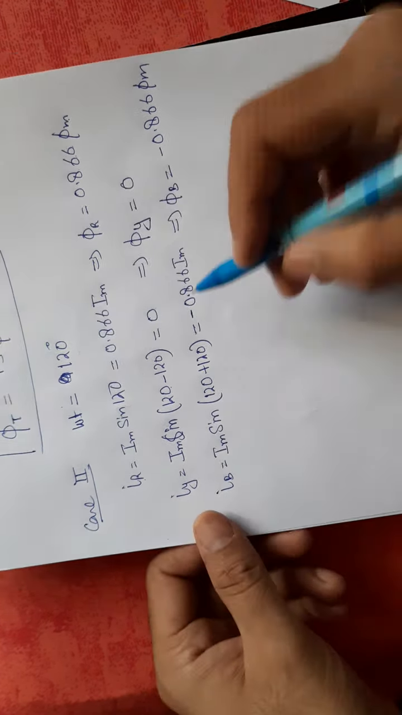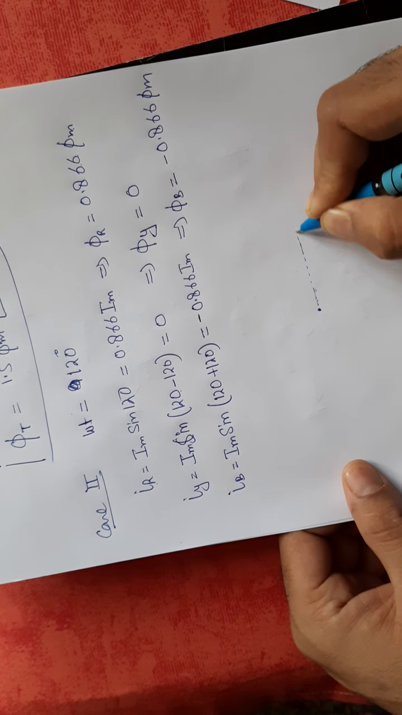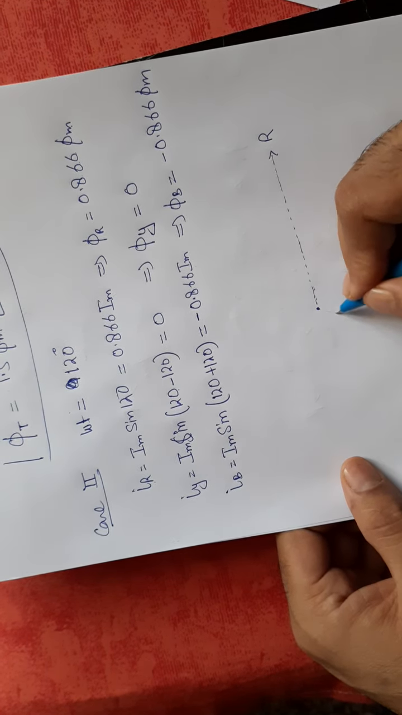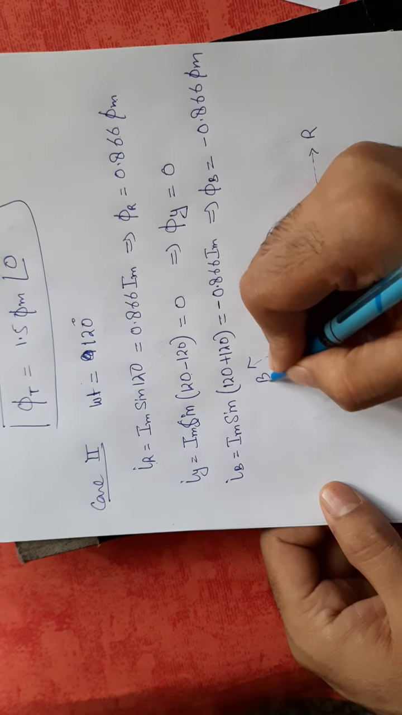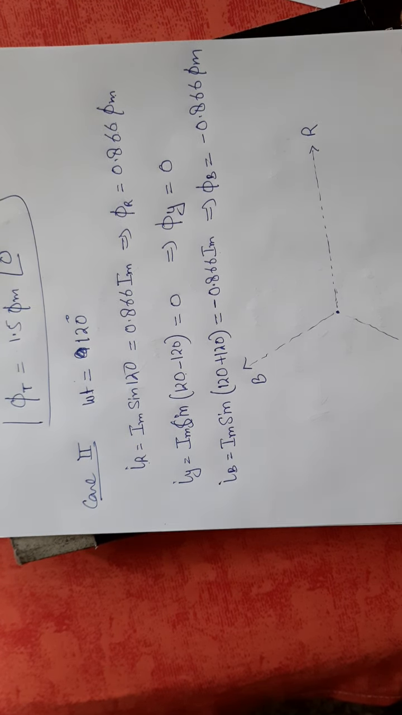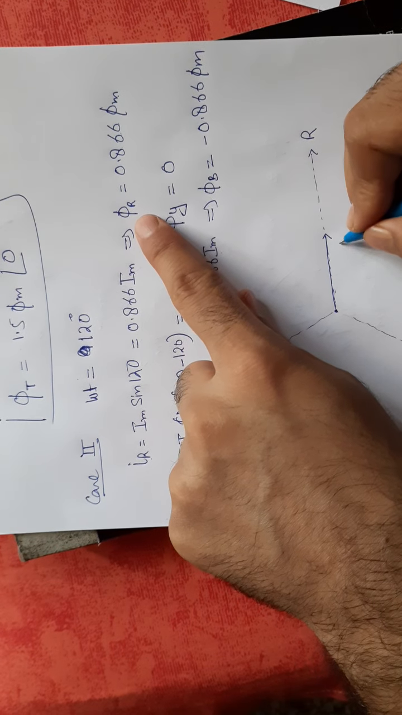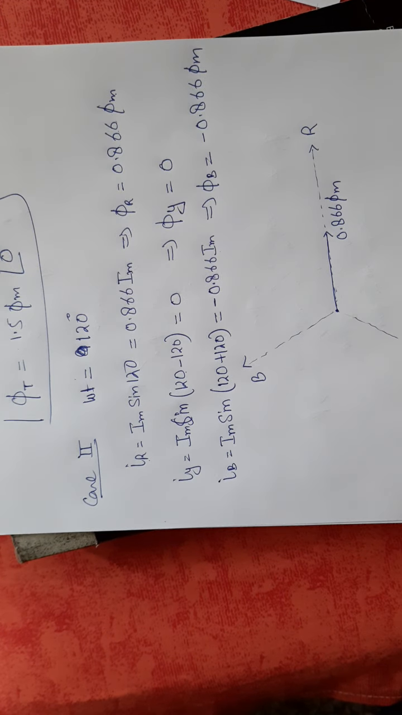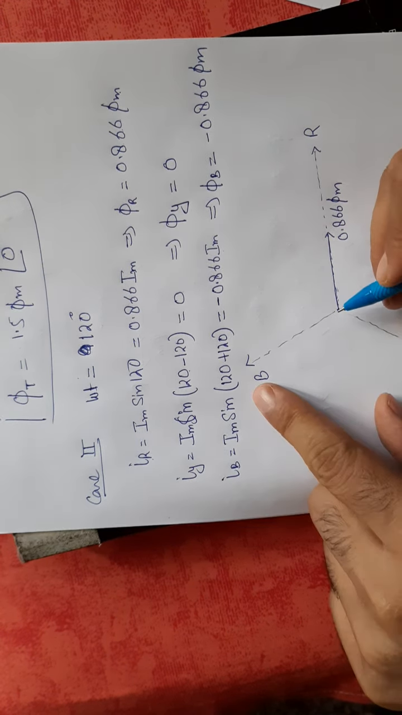So this is my R. I will draw it in a dotted form. This is R, this is Y, this is B. R, Y, and B. Now listen carefully. What is phi R? Phi R is equal to 0.866 phi m. Phi Y is 0. What is phi B? Phi B is minus 0.866 phi m.